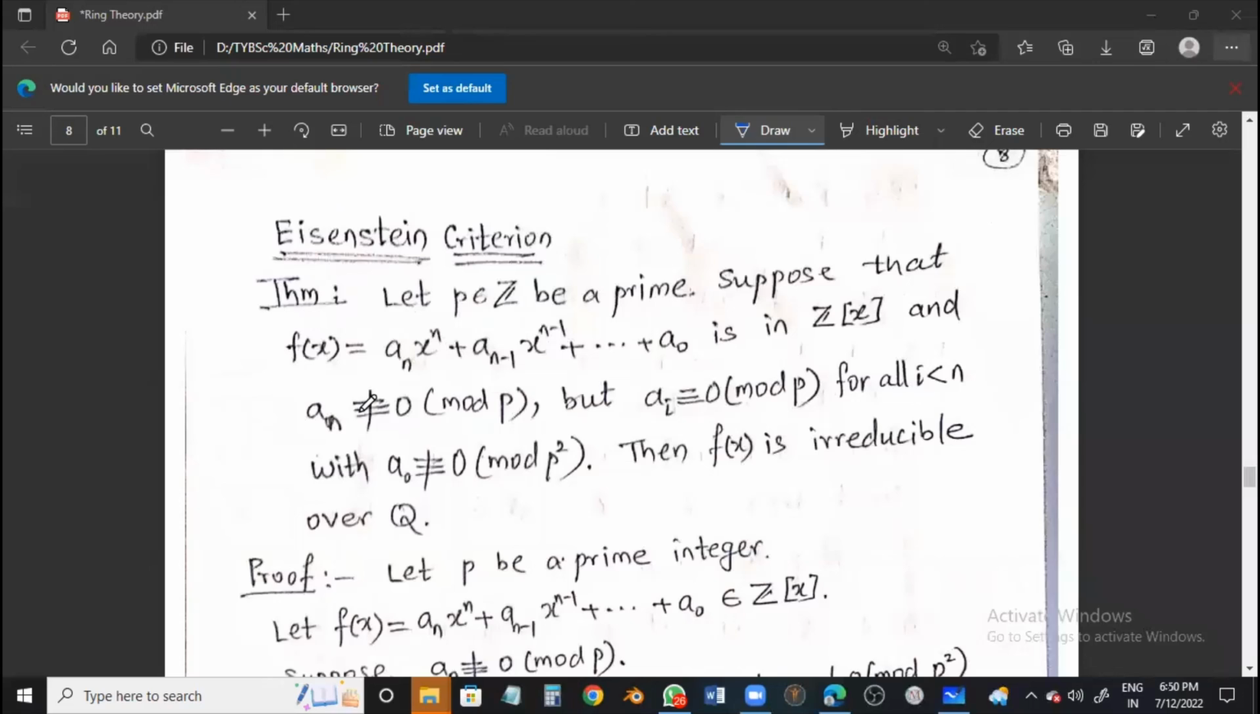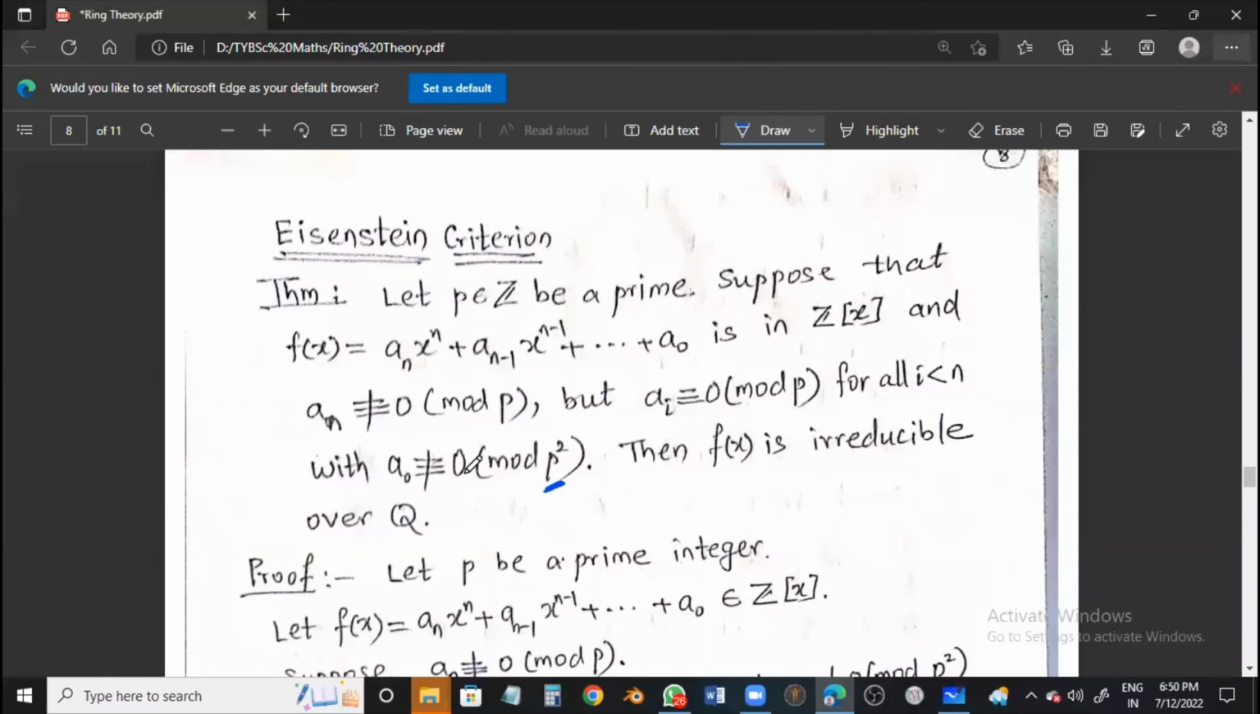And a_n is not congruent to 0 mod p, which means what? p does not divide a_n. What I mean by this statement: when p divides a_n, the remainder is 0; not 0 means p doesn't divide a_n. But a_i is congruent to 0 mod p for all i less than n. So for the rest of the i's, a_i is divisible by p, with a_0 not congruent to 0 modulo p squared. Concentrate here. This statement says p divides a_0, but p squared does not divide a_0.